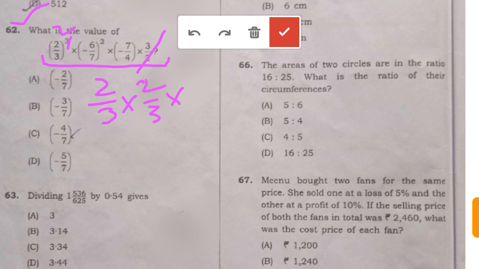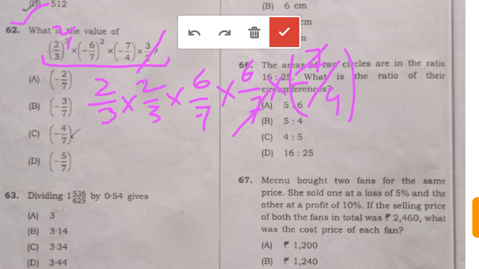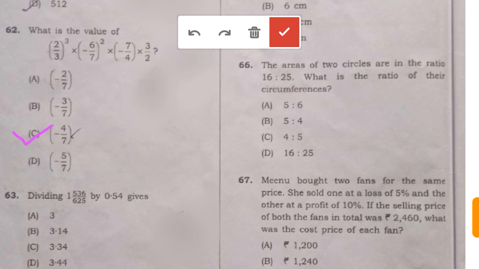Since it is minus and whole square, so we can write plus 6 by 7 into 6 by 7 into minus 7 by 4. Okay, now cut 7 with this 7 and this 3 with 2. This 2 with 4. Here we will get 4 minus 4 by 7, since here one minus is available. So C option is the correct answer. Now come to the next question.